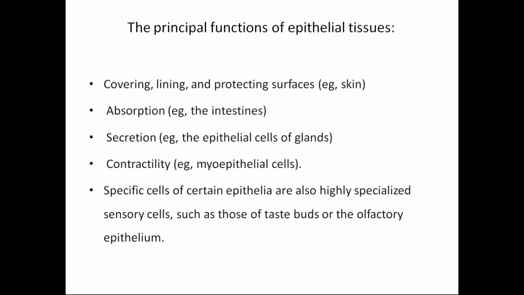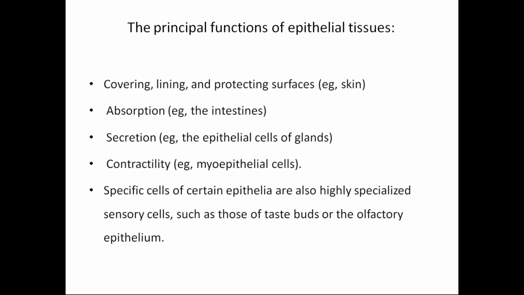Now the principal function of epithelial tissue. The principal function of epithelial tissue is to cover our body surface as well as the interior of our hollow organs, that line and protect our surface from the external environment and what we are taking in the form of solid and liquid foods. So it protects our hollow organ surfaces. In that way, they maintain and protect our surface and the interior of hollow organs.